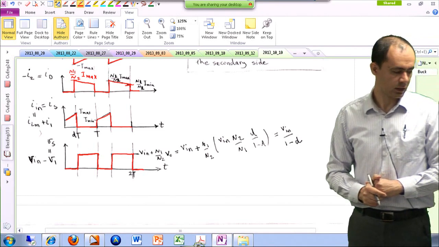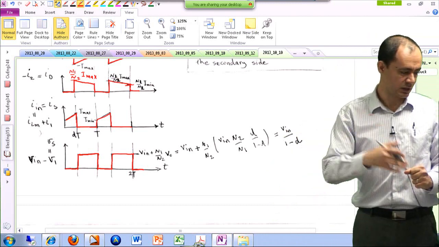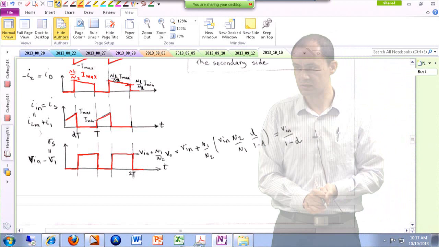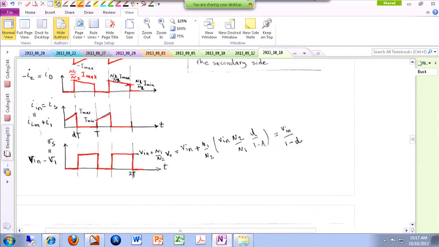And you can again write V out in terms of Vn, because V out is N2 over N1 times D over 1 minus D times Vn. So if you just do everything, you're going to end up with something like this. This is the amount of voltage drop across your switch when your switch is off.